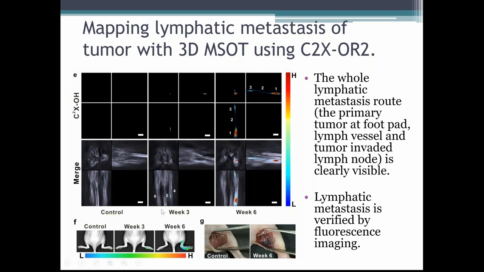Fluorescent imaging of the mice also supports our MSOT results. From the images of the euthanized mice, we can see that there is a dark-colored hard lump at the lymph node at the popliteal position, indicating that the tumor has spread to the popliteal position in the mice.